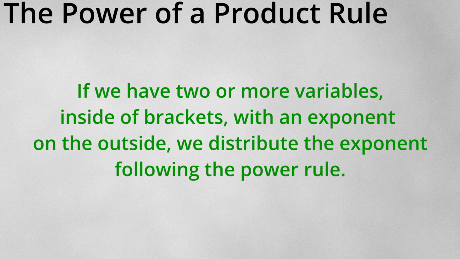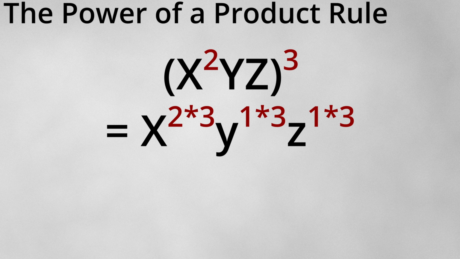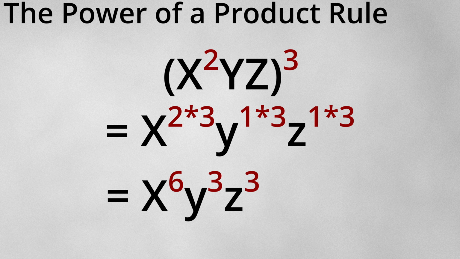The next rule is the product rule. If we are dealing with two or more variables, and they are inside of brackets with power on the outside, you will distribute the exponent using the power rule as shown previously. For example, here we have, inside of brackets, x squared times y times z, with a 3 outside of brackets. This exponent will be distributed among the variables, following the power rule. The answer will be x to the power of 6 times y cubed times z cubed.